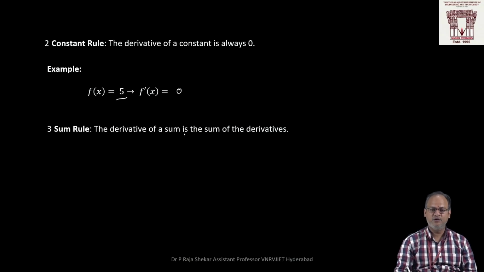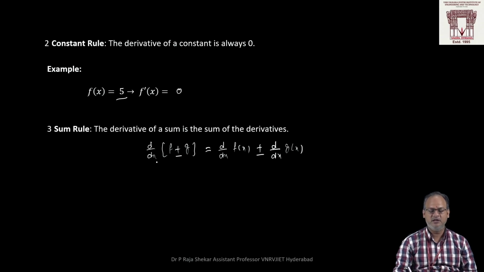And the next one, which we see more often, the sum rule. The sum rule is that the derivative of the sum of the functions is nothing but the sum of the derivatives. Suppose we have d by dx of f of x plus g of x. This we could write as d by dx of f of x plus d by dx of g of x. Along the same lines, even if it is a difference of the two functions, we can simply write minus in between. Suppose it is d by dx of f of x minus g of x, then that will be equal to d by dx of f of x minus d by dx of g of x.